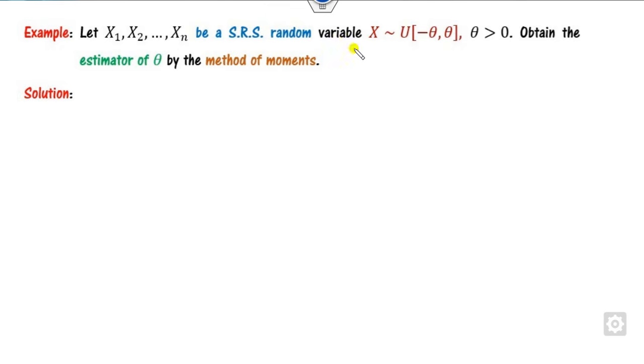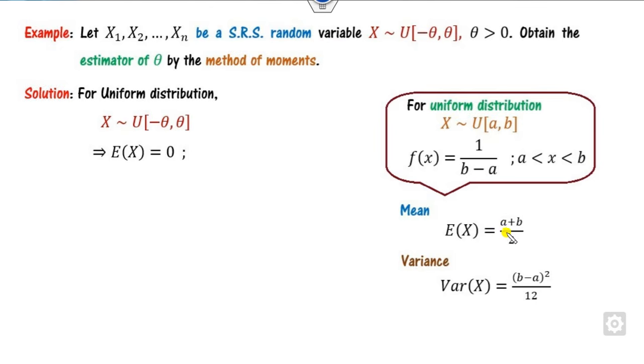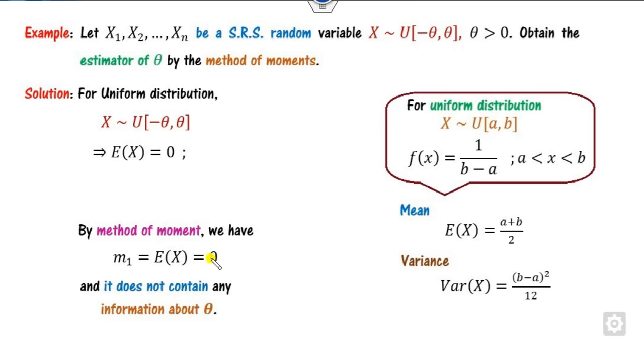Look at one more example. Again, it is given to you the uniform distribution. How many unknown parameters are there? There is only one unknown parameter. So we will try to find the E of x only. Again, you can use this, you will get the answer. So by the method of moments, what will happen? m1 is 0. So what is the meaning of that? It doesn't contain any of the unknown parameters. So it means this is of no use for us.